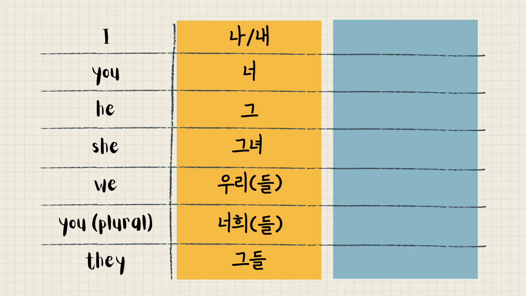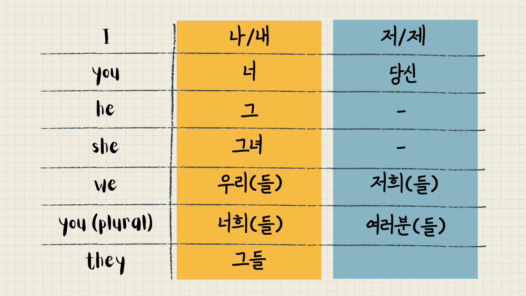And as a polite version, 저, 제, 당신, 저희, 여러분, 그분들. You should use them when you speak to or speak about anyone who you need to be polite to, regardless of a relationship or age gap between you and the person.